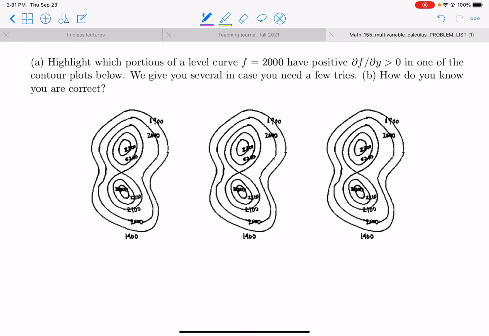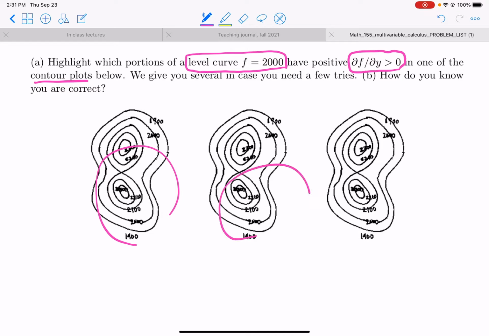Highlight which portions of a level curve f equals 2000 have positive partial f divided by partial y. We say this partial f, partial y, or the partial derivative of f in the direction y. And that should be positive. Use one of our contour plots below.